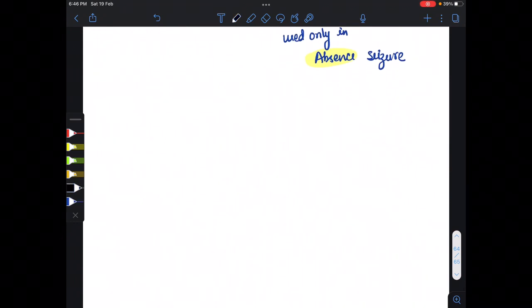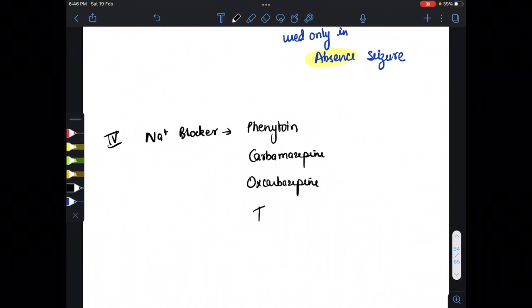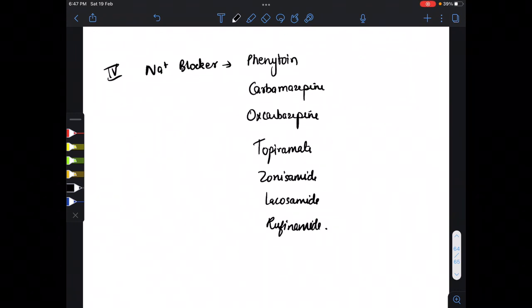Now the other drug class, that is the fourth one, the sodium channel blockers. For the sodium channel blockers, we have drugs like phenytoin, carbamazepine, oxcarbazepine, topiramate, zonisamide, lacosamide, and rufinamide. These drugs are the sodium channel blockers: phenytoin, carbamazepine, oxcarbazepine, topiramate, zonisamide, lacosamide, and rufinamide.